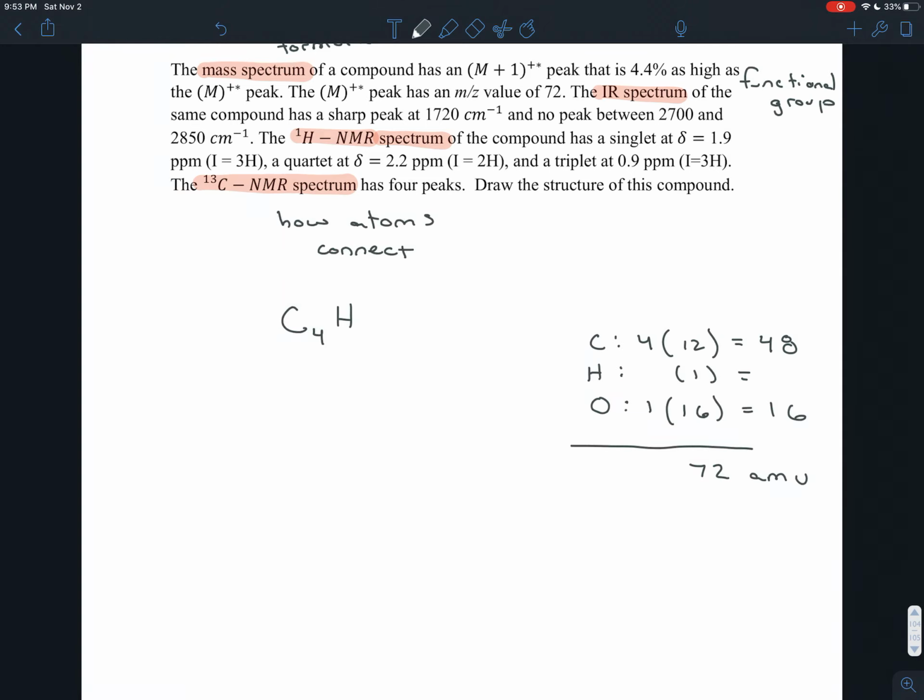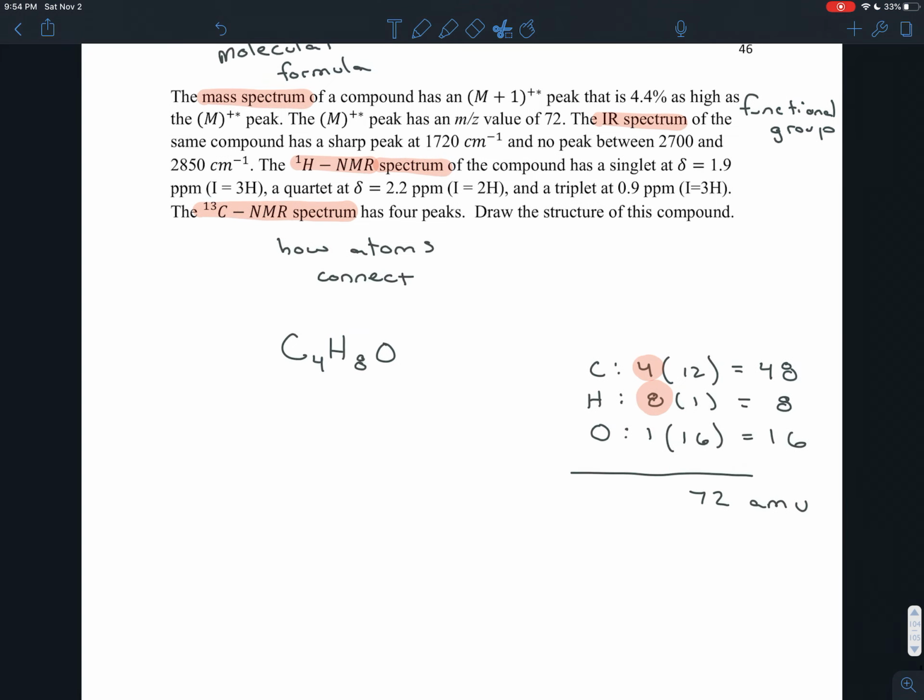16 plus 48 is 64. So that would give us 64, but we need 72. So to add up to 72, that means we'd have to have 8 hydrogens. So adding all of those up, we would end up getting 72 AMU. That means that the molecular formula will be C4H8O. Those subscripts are coming from the number of those elements that we have in order to get the correct molar mass, or molecular mass. Okay, so C4H8O.